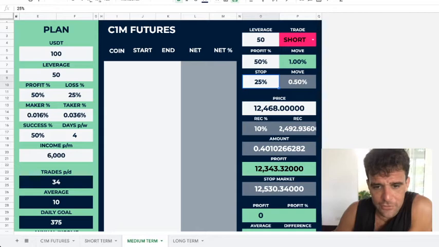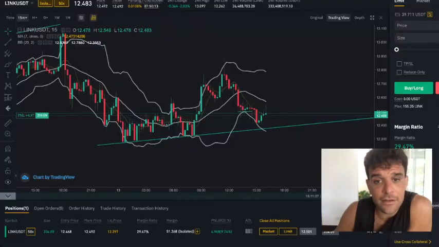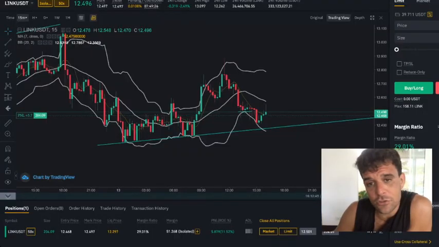My stop market, 12,530. That's not correct, and that is because I've got it on a short.